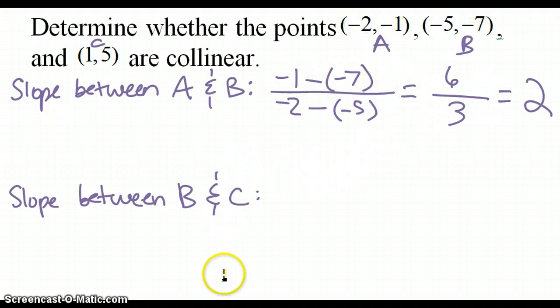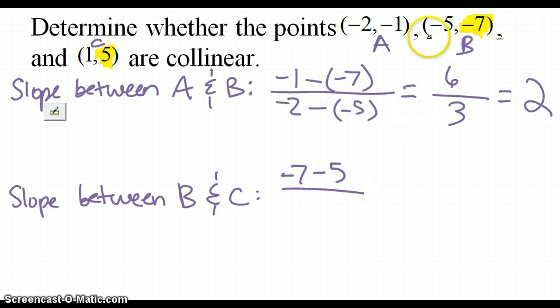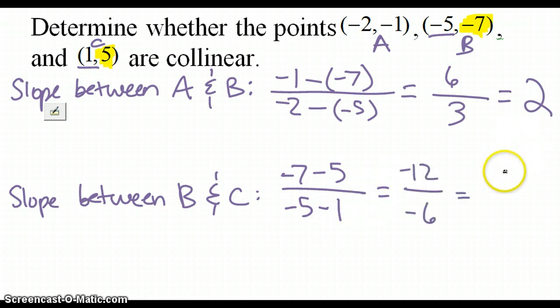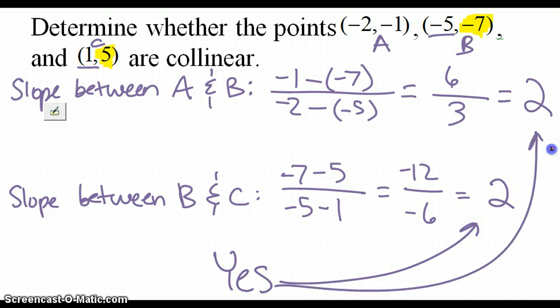All right, slope between B and C, same thing's going to happen where we subtract the y-coordinate of B from the y-coordinate of C, -7 minus 5, and we subtract the x-coordinate of B minus the x-coordinate of C, -5 minus 1, which will give us -12 over -6, which is also +2. So if the slope between A and B is the same as the slope between B and C, we actually don't even need to check the slope between A and C to know that they are indeed collinear. So the answer is yes, and your support for that is that the slope between B and C is the same as the slope between A and B.